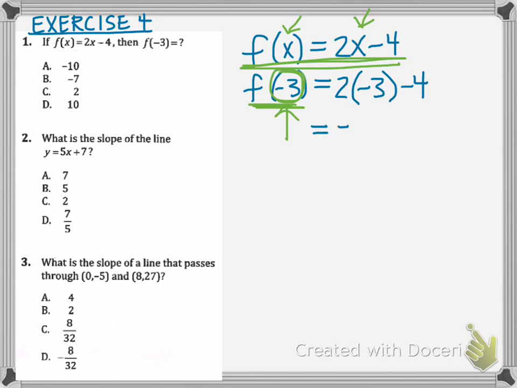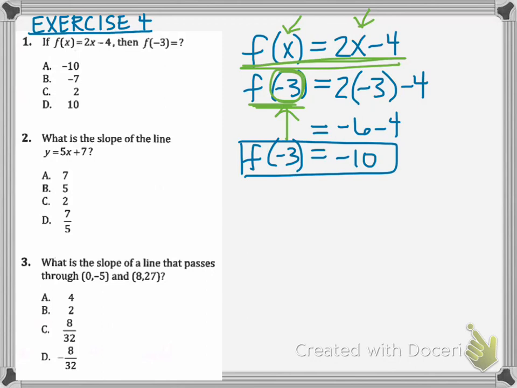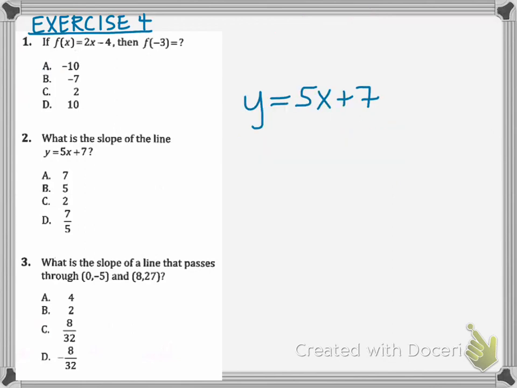2 times negative 3 is negative 6. Negative 6 minus 4 is negative 10. So f of negative 3 equals negative 10, which is answer choice A. That is called evaluating a function. Number 2 says, what is the slope of the line?